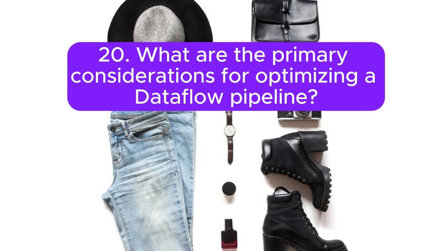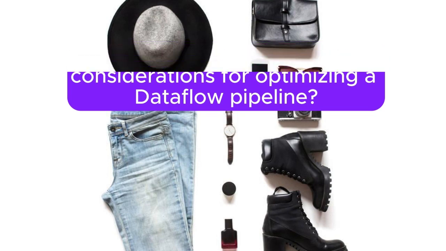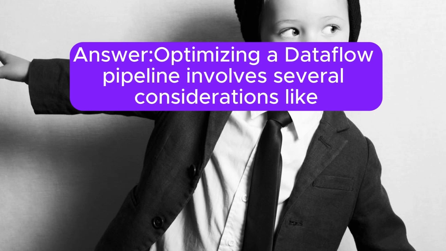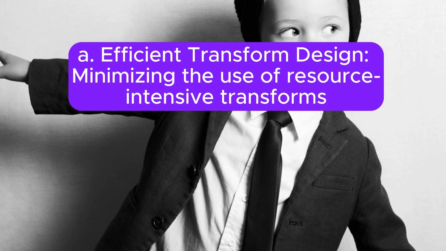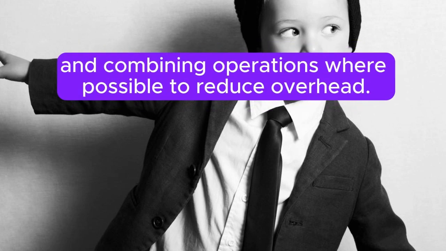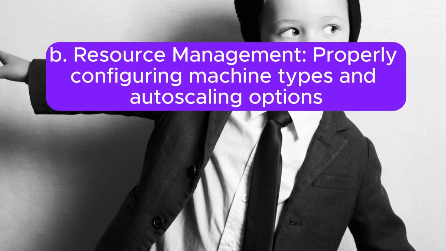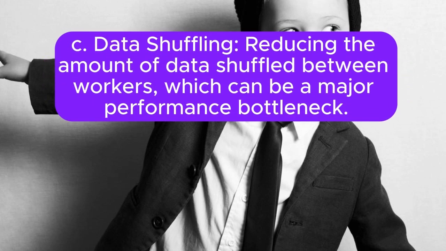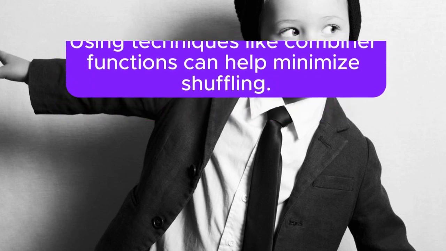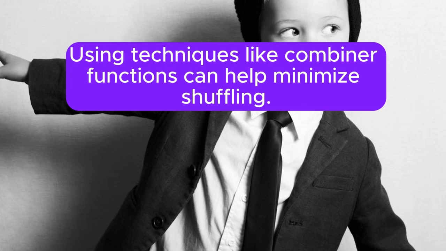20. What are the primary considerations for optimizing a Dataflow pipeline? Answer: optimizing a Dataflow pipeline involves several considerations like a. Efficient transform design, minimizing the use of resource-intensive transforms, and combining operations where possible to reduce overhead. b. Resource management, properly configuring machine types and autoscaling options to ensure efficient resource utilization without over-provisioning. c. Data shuffling, reducing the amount of data shuffled between workers, which can be a major performance bottleneck. Using techniques like combiner functions can help minimize shuffling.